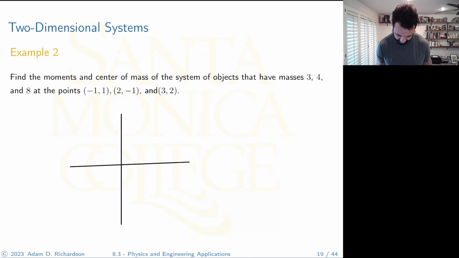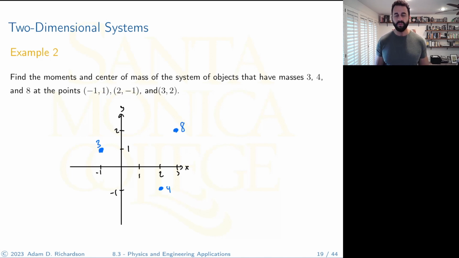Okay, so let me do this. Here's x, here's y. We'll say -1 and 1. And I'll put a mass right here. So this has mass 3. That's our first mass. Then we'll do 1, 2, and then -1. This one right here has mass 4. And then the next one is at 3, 2. So we've got another mass right here, and that's mass 8.